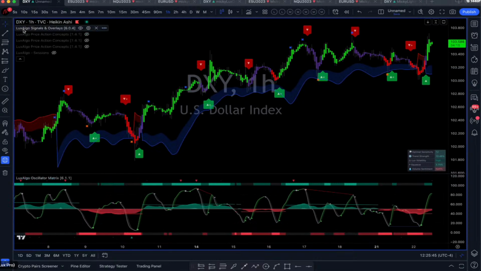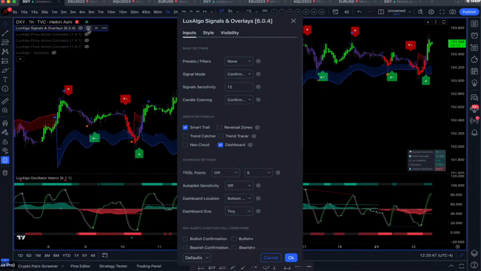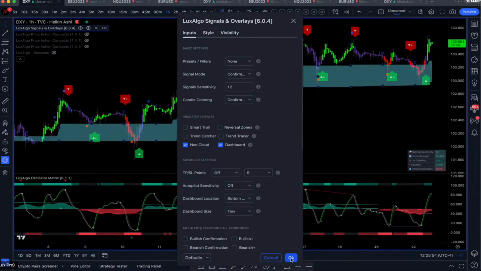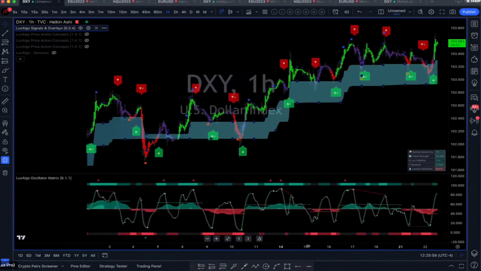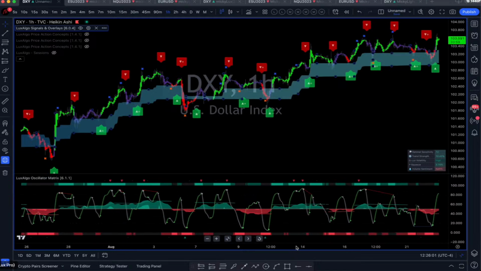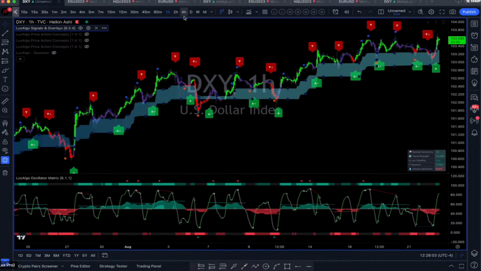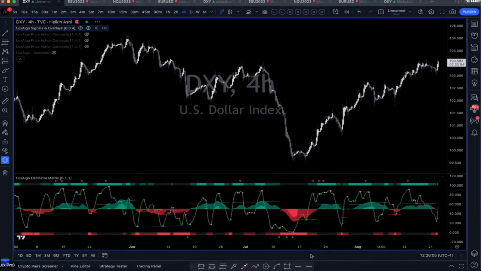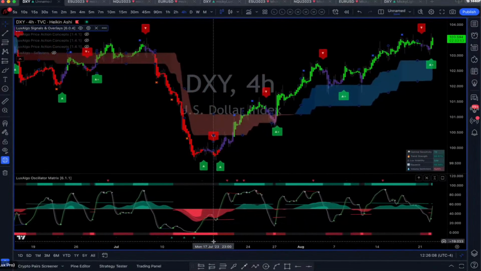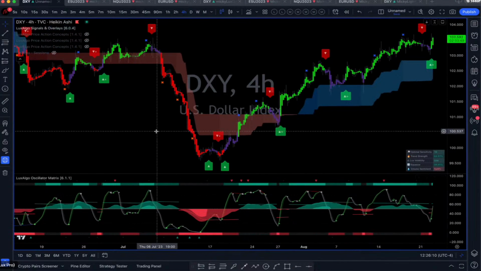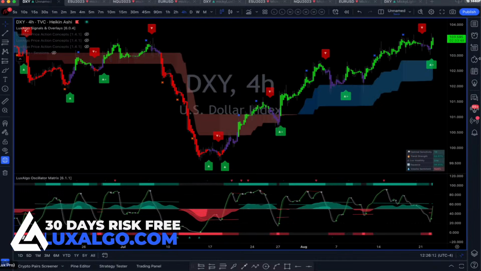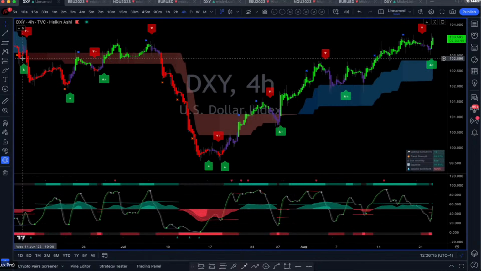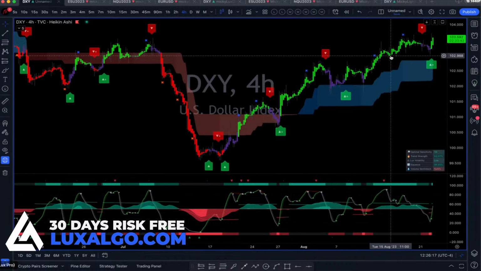But here's one change I've made recently. Went back to my old days. I turn on Neo Cloud, turn off Smart Trail. This smooths out the order flow just a little bit. Look at that. Let's flip it to that 4 hour and let me demonstrate something for you. Okay, look at that. It's obvious where the downtrend is and the uptrend.